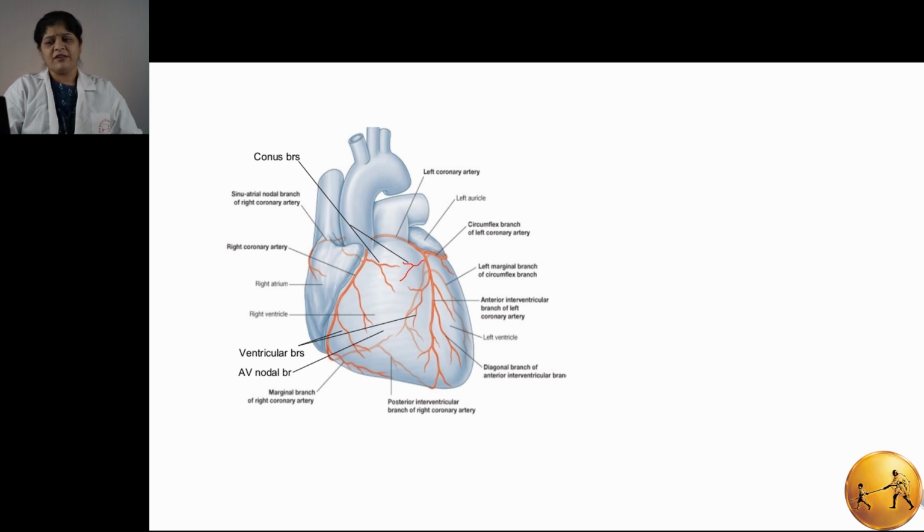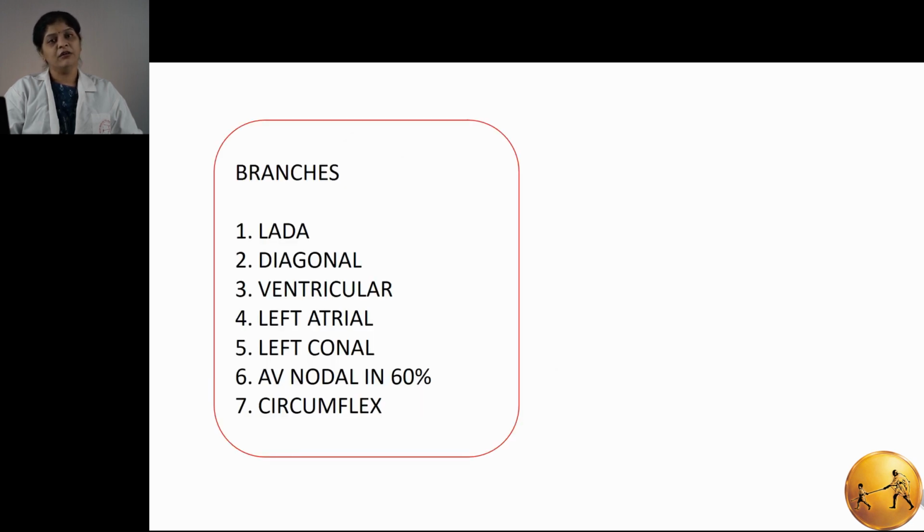These are the conal branches, which are given by the right coronary artery and the left coronary artery. Remember students, when this conal artery takes origin separately from the ascending aorta, the incidence is very low, but if it comes directly from the aorta, then it is considered the third coronary artery.